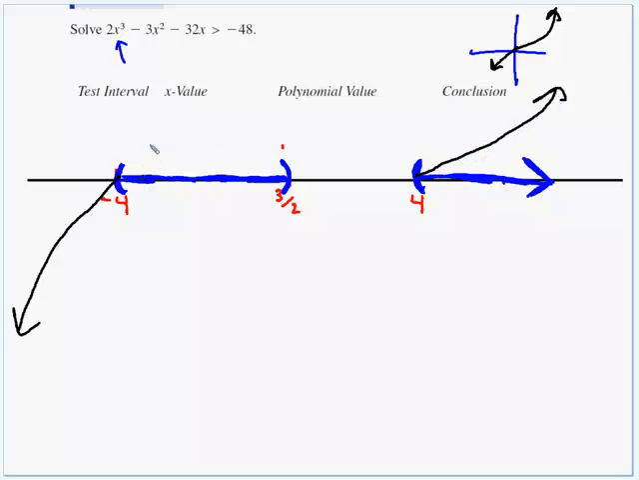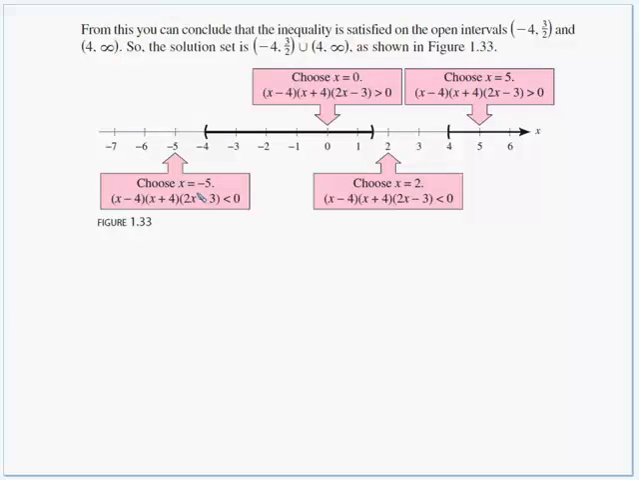So let's see if the graph fits the rest of it. We're going to come up, and we're going to be positive until we cross the x-axis again. Now we're negative, so we're no longer part of the solution set. We're going to dip down here until we cross again at 4, and then we're back up to the positive part. So roughly, that's the general shape of the graph. And from this you can conclude the inequality is satisfied on these intervals, from negative 4 to 3 halves, and from 4 to infinity.